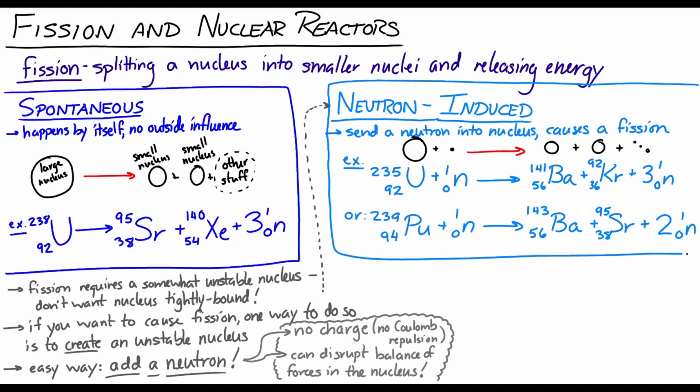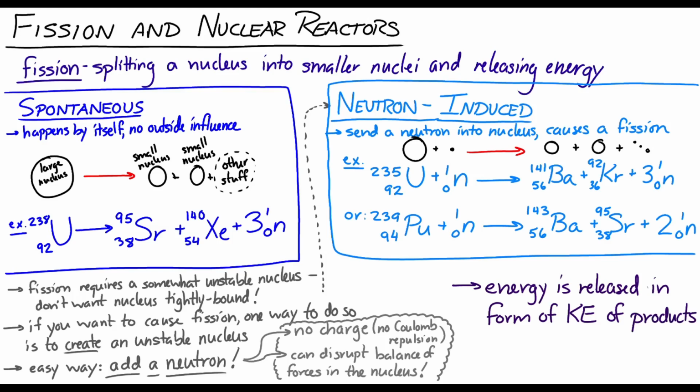But in each of these fission reactions, energy is released, and the energy can be released in the form of the kinetic energy of the products that come out of the fission reaction, or it can be emitted as a gamma ray. Now notice for the neutron-induced fissions that we looked at, a neutron is used to cause the fission to occur, and it also results in more neutrons coming out.